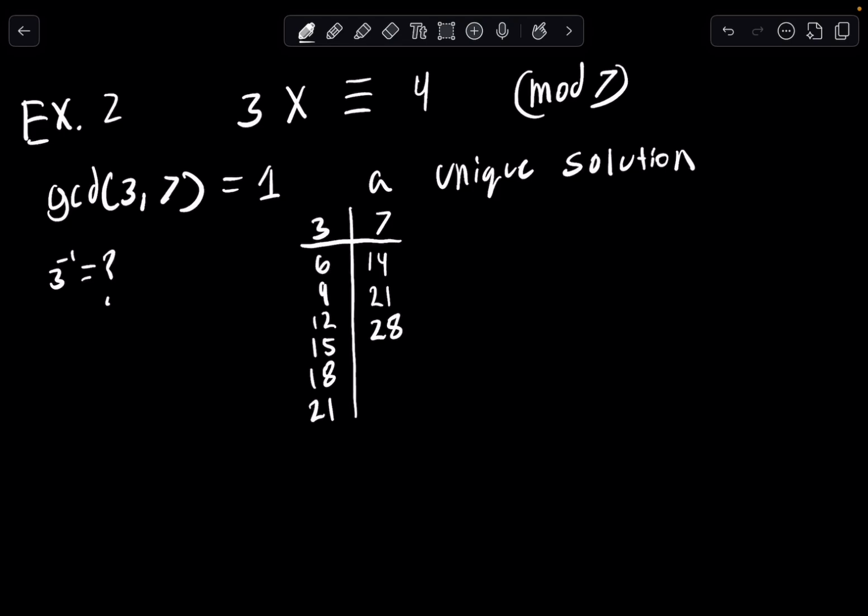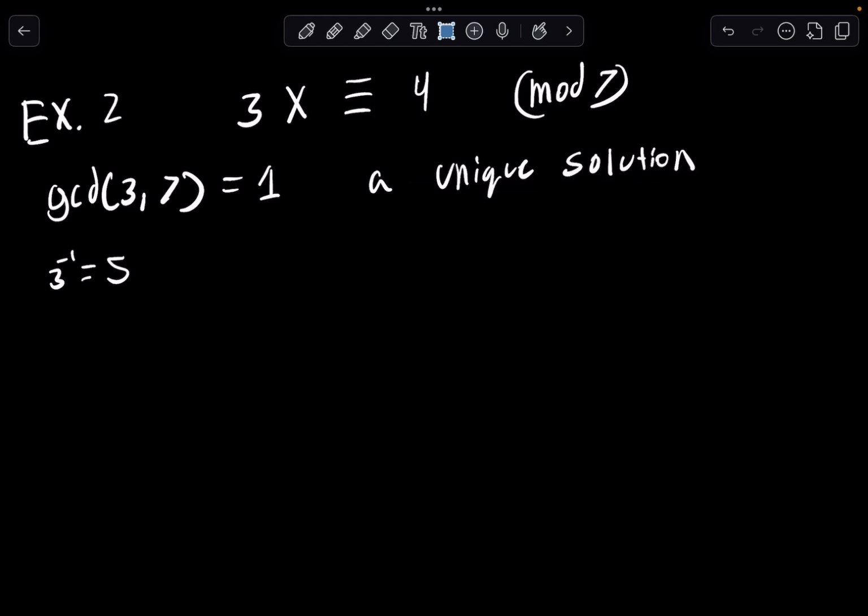Okay, we just need to find one multiple of 3 that is 1 larger than a multiple of 7, and this one pops out pretty quickly. We see 15 here and 14. So basically what we're saying is 3 times what number gives a remainder of 1 in mod 7. If this multiple 15 is 1 greater than 14, then we're asking what is x when 3x equals 15? It's 5, right? So 3 times 5 is congruent to 1 in mod 7. So our inverse is 5.